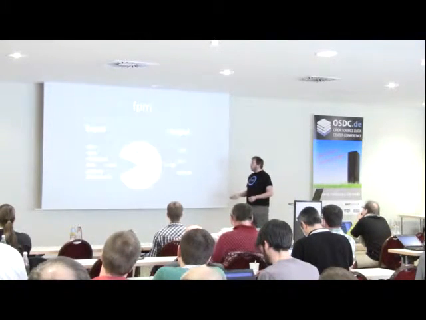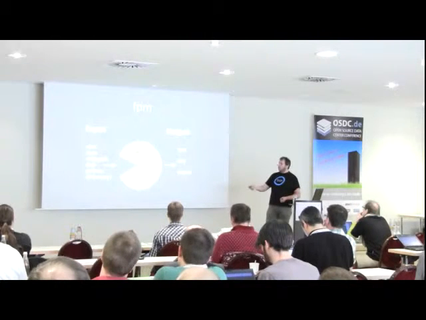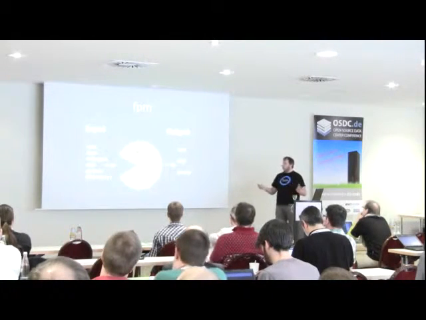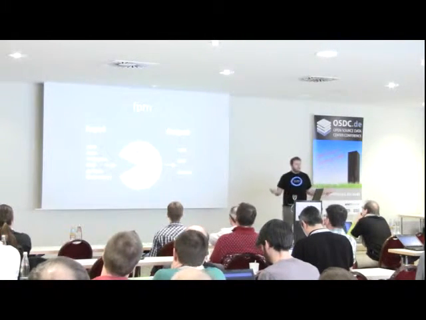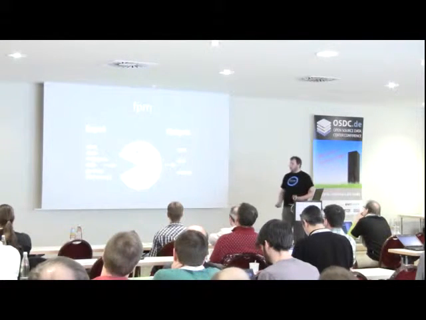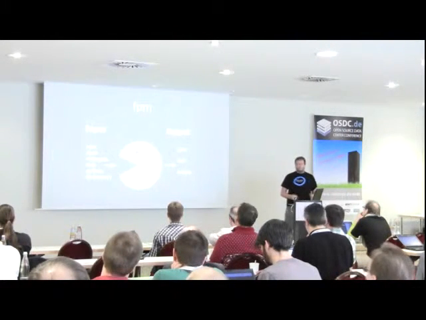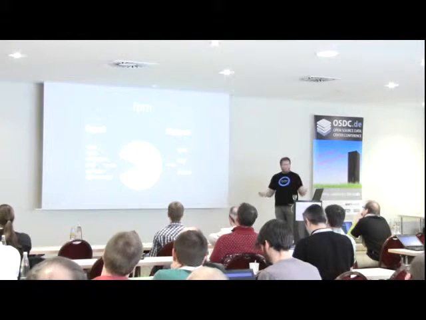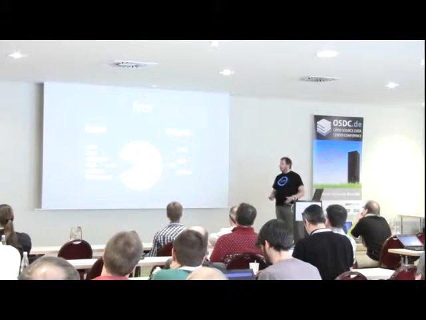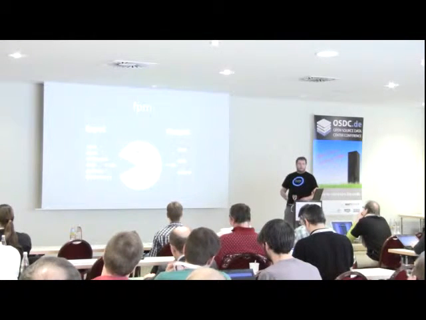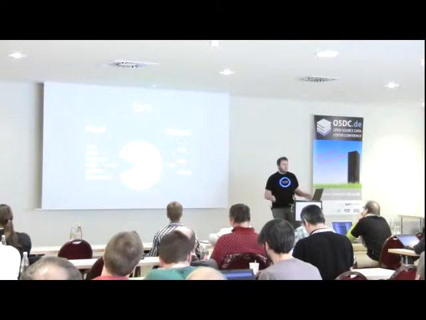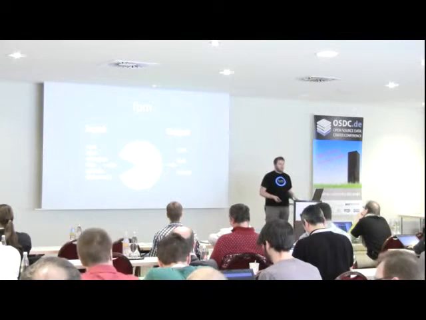So FPM basically takes a bunch of inputs, could be an RPM, could be a Ruby gem, could be a Debian package, could be a Python package. I think it currently also supports PHP packages, or just a directory or a bunch of files. And FPM eats that, and the output is going to be RPM, Debian package, Solaris package, whatever.